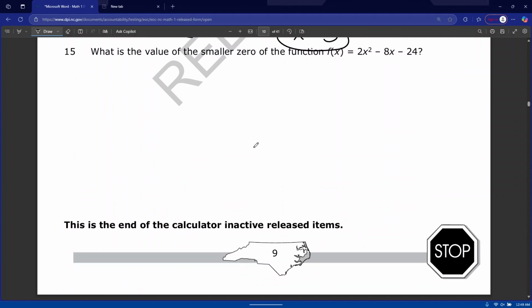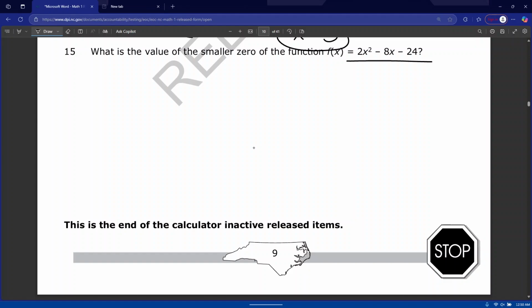15. What is the value of the smaller zero of the function f of x equals 2x squared minus 8x minus 24? Like in a previous problem, we can use the quadratic formula. So to use the quadratic formula for this, we need to simplify it. And I mean, you guys can use the unsimplified version. However, you're going to be dealing with much bigger numbers, which is something we do not want. Okay? We never want to deal with big numbers, and we never want to deal with decimals or fractions if we can avoid it. Okay?